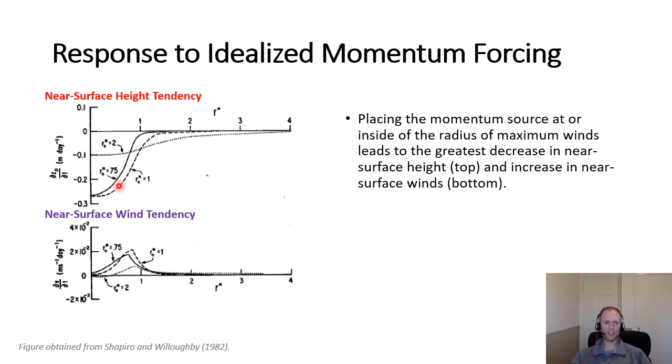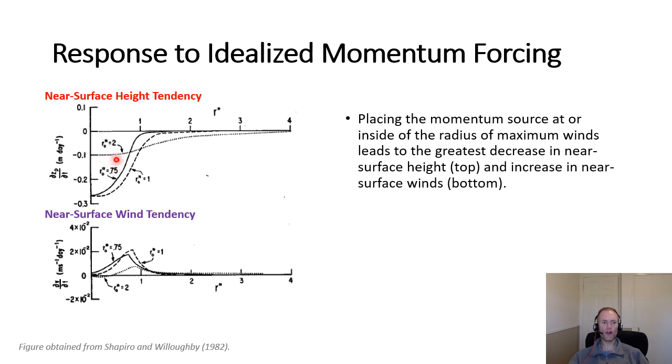Similarly here, this dashed line for r star equals 1 is the height tendency associated with that same momentum forcing. But we have two other lines in each case. R star equals 0.75, so if you place it inside of the radius of maximum winds, and R star equals 2, if you place it at 2 times the radius of maximum sustained winds.